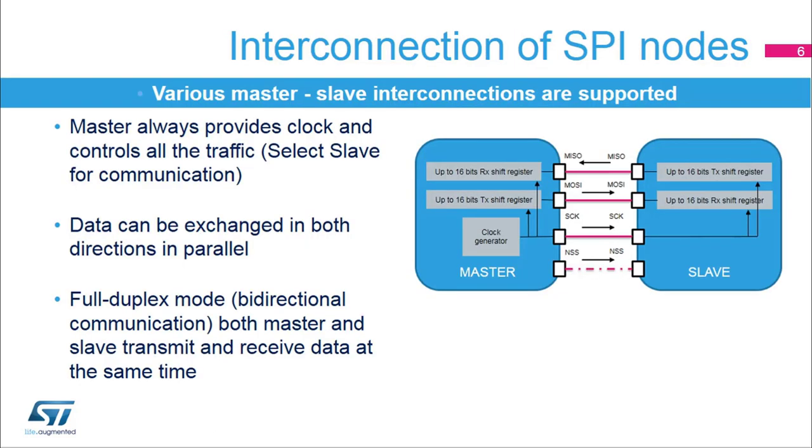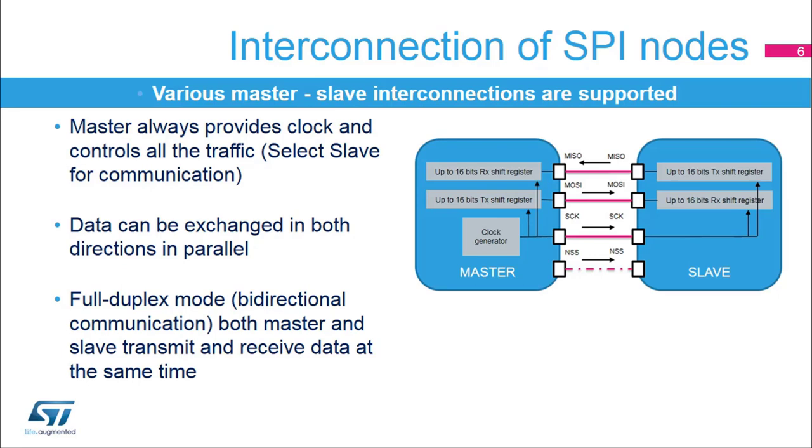The SPI master always controls the bus traffic and provides the clock signal to the dedicated slave through the SCK line. The master can select the slave it wants to communicate with through the optional NSS signal. Data stored in the dedicated shift registers can be exchanged synchronously between master and slave through the MOSI, Master Output Slave Input, and the MISO, Master Input Slave Output, data lines.